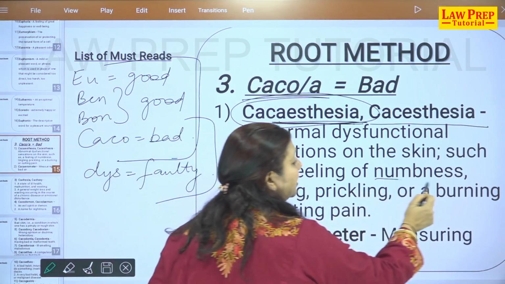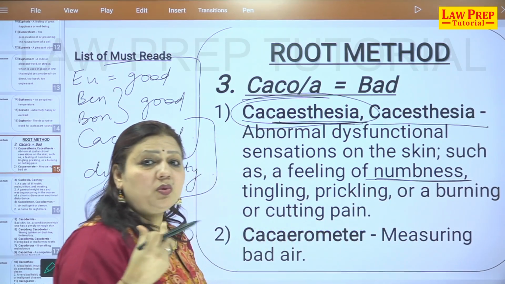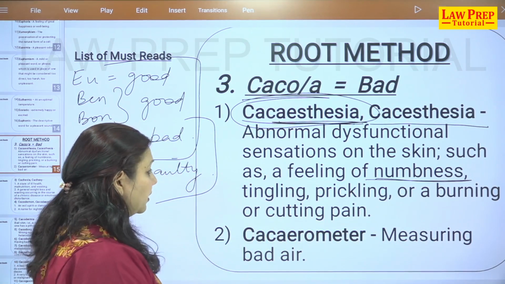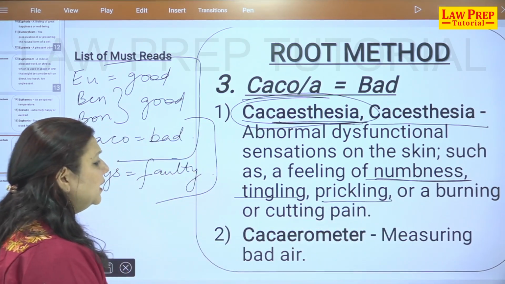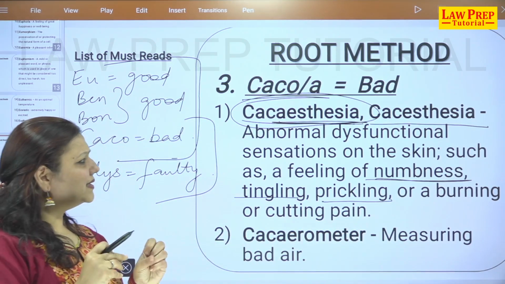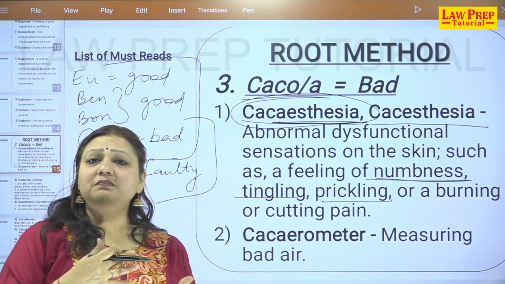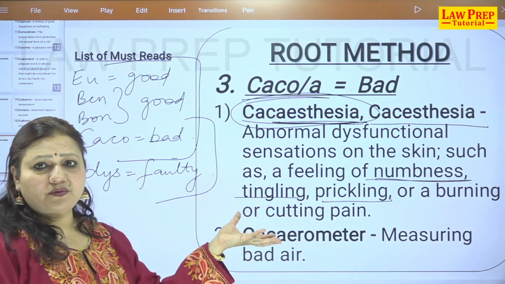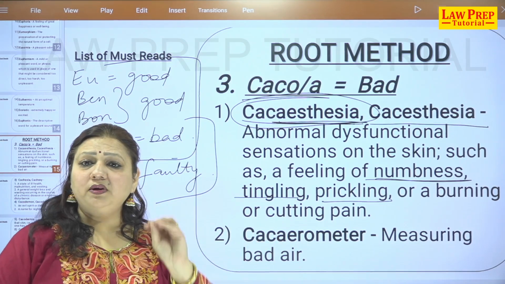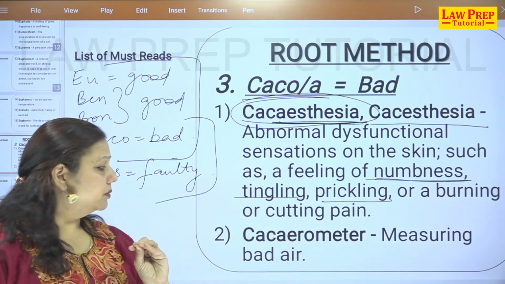Your body becomes numb, not able to work. A tingling or a prickling or a burning or a cutting pain, any kind of sensation stops, and this is bad functioning of the skin. That's abnormal functioning of the skin. Skin is very important, a sensitive part of our human body.